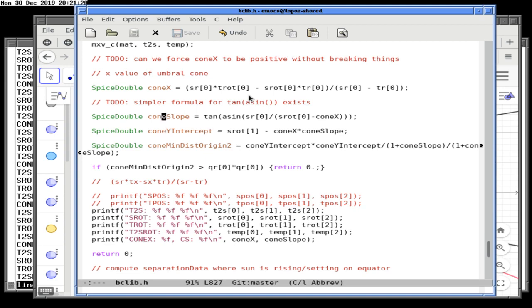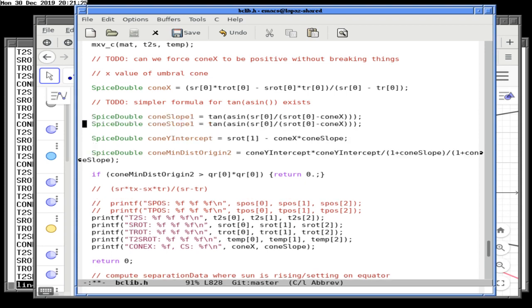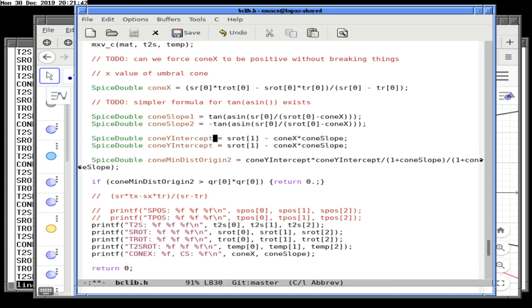All right, we're going to go ahead and do it for both. So this is cone slope 1. Cone slope 2 is merely the negative of that. I'm tempted to put an absolute value here so we know that cone slope 1 is always positive, but I don't think that's actually a good idea right now, so we won't do it. So this will be cone y-intercept 1, and y-intercept 2. And for 2, the cone x stays the same. It's cone slope minus cone slope 2. Spiced up. Oh, Jesus Christ.